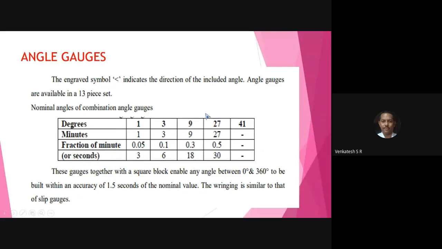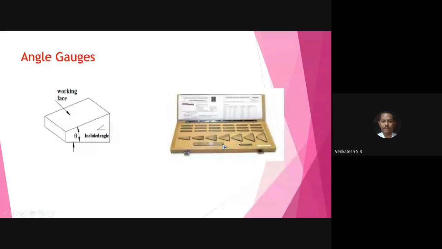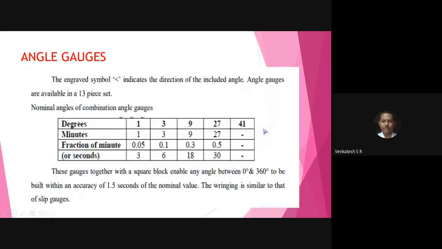See, in this box 13 pieces are available. Remember, you may get a question in viva: how many pieces are available in the angle gauges? It is 13: 1, 3, 1, 3. This is the working surface. The length is 75 millimeter and the width is 60 millimeter, 75 and 60. And there are different numbers of pieces in different sizes. All of you go through this table and use this particular number for the measurement of angle.